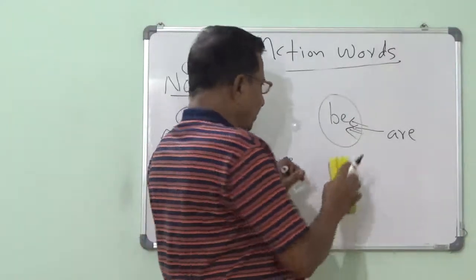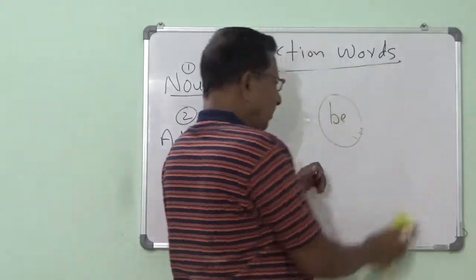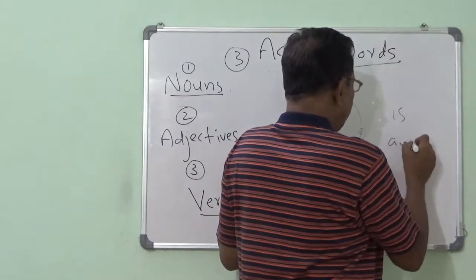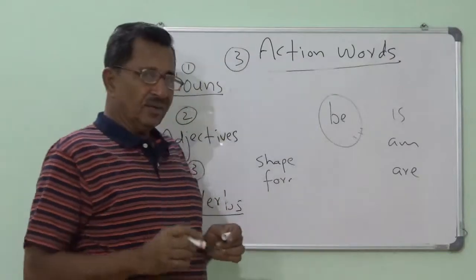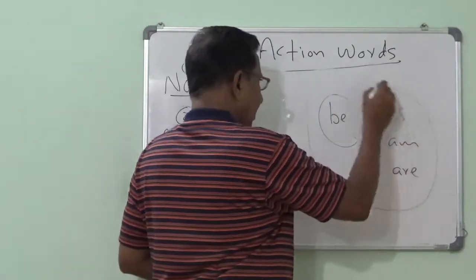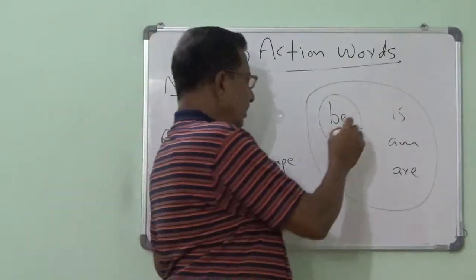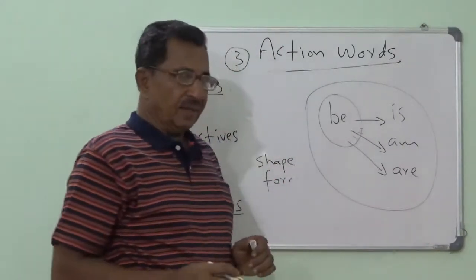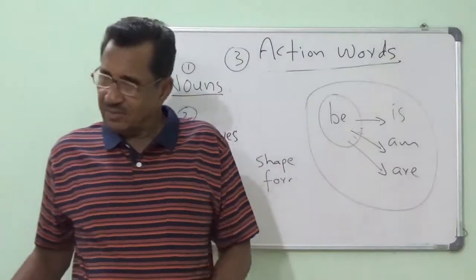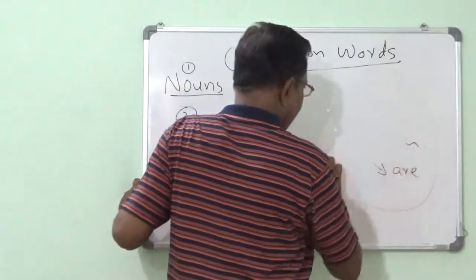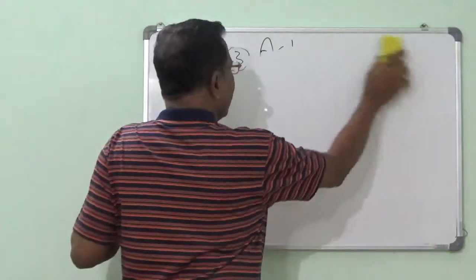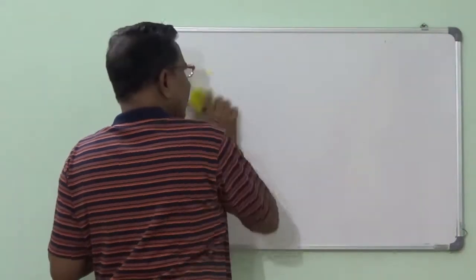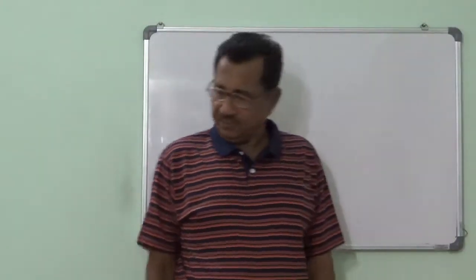Understood? So, three forms of B. Which are they? Or three shapes of B. Three forms of B. Is, arm, are. You understand? How are they connected? Is is a form of B, arm is a form of B, are is a form of B. Is that clear? Clear? No doubts? Very good. Excellent. Wonderful. If you have understood this idea of a verb, and that's a verb, it's not an action verb, but it is a verb. What kind of a verb is that? We will see later. Okay, clear to you.